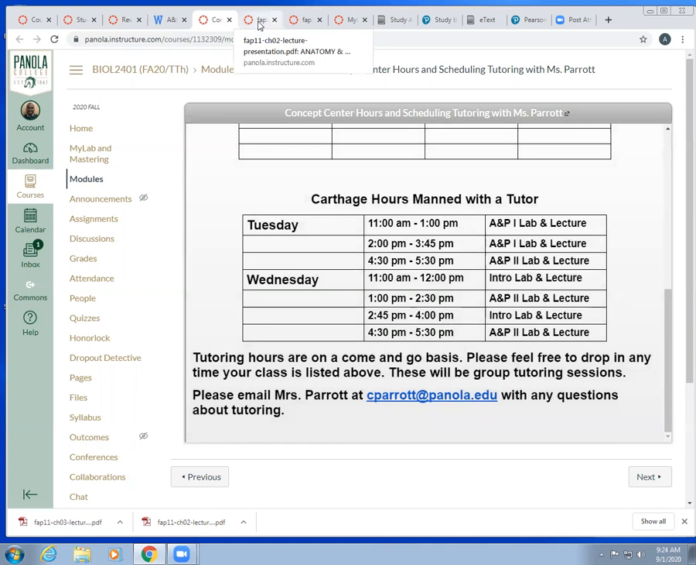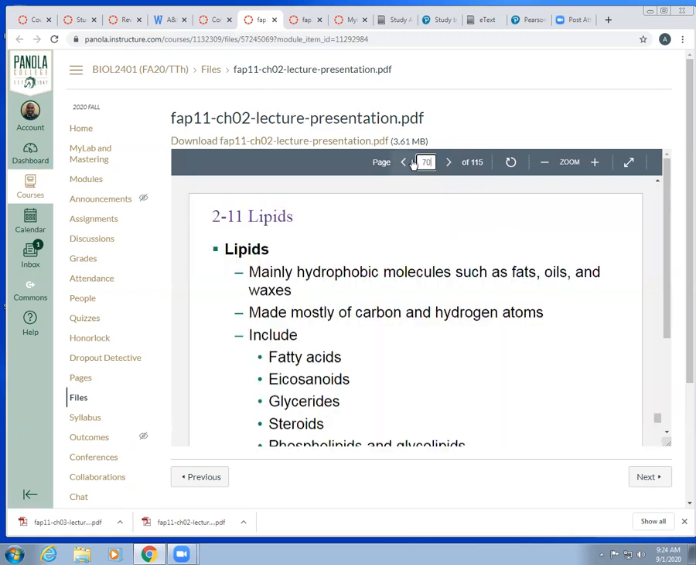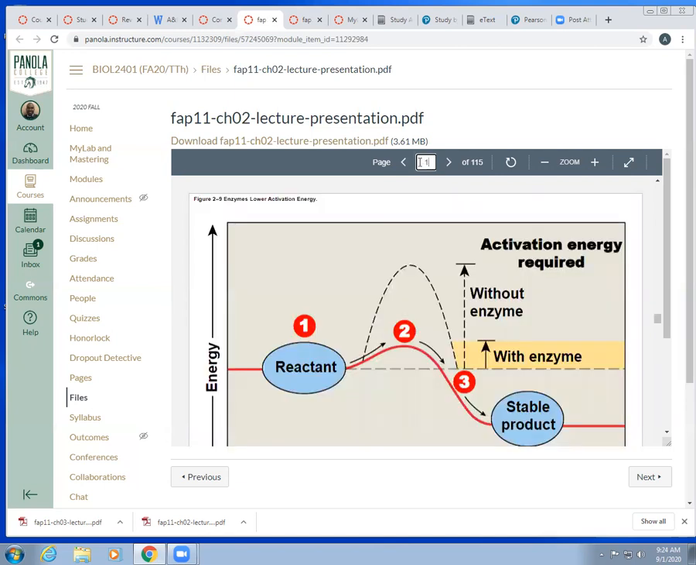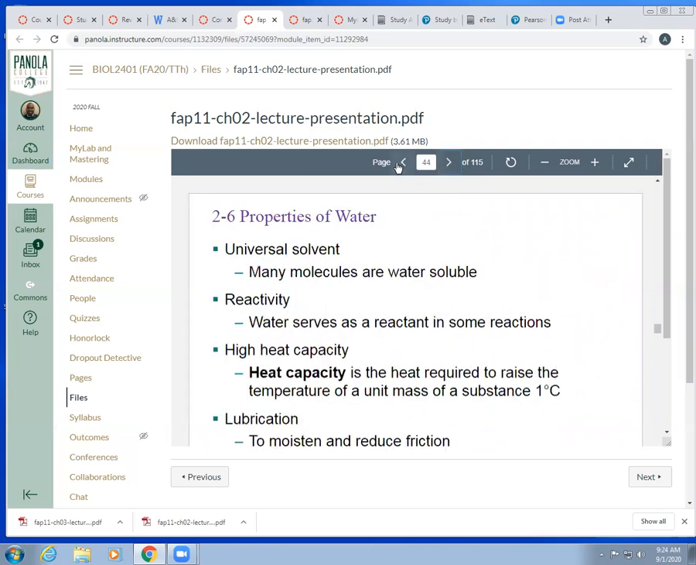All right, so let's go ahead and see if we can finish up chapter 2. I don't think we got this far. I think we were just getting into properties of water last time. Is that correct? Y'all remember? Okay.